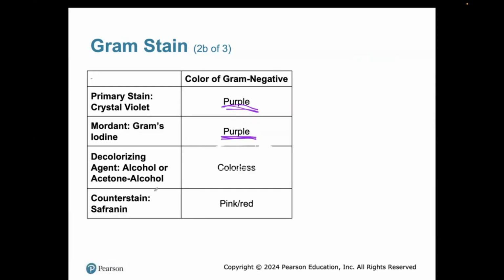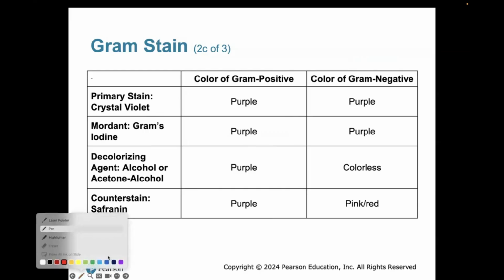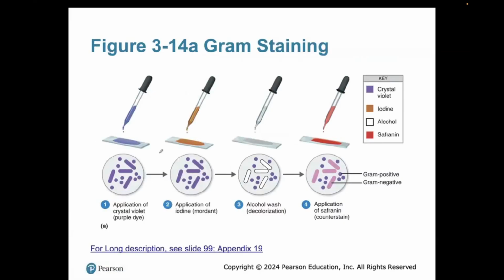We're going to add our safranin. And with our safranin, we are going to see that your specimen should end up being that reddish pinkish color. So overall, we can see the differences between gram-positive bacteria and gram-negative bacteria throughout the protocol for gram staining. All right, so let's see what that looks like.